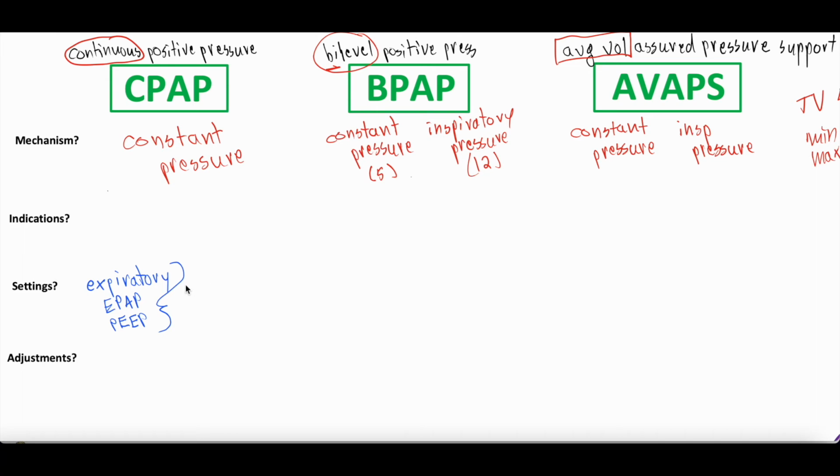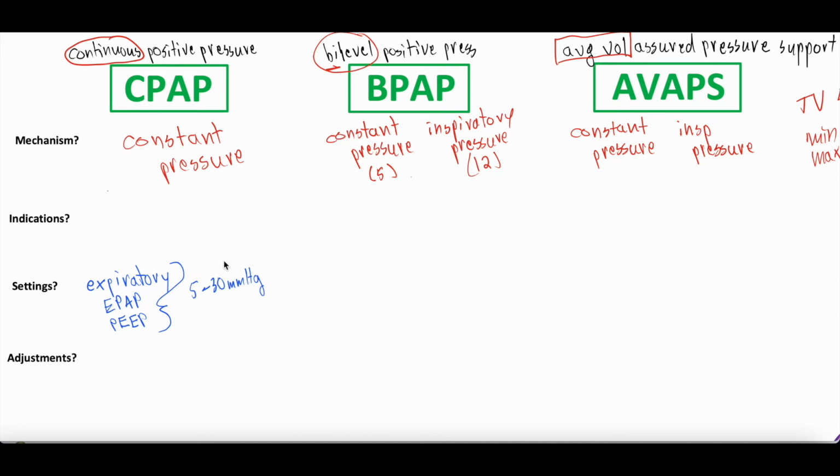You're setting the expiratory pressure, the constant pressure that the patient is seeing. And usually it's anywhere from 5 to 30 millimeters of mercury. A lot of people will just start at 5 or 10 of expiratory pressure, EPAP, and then you'll see how that patient is doing.